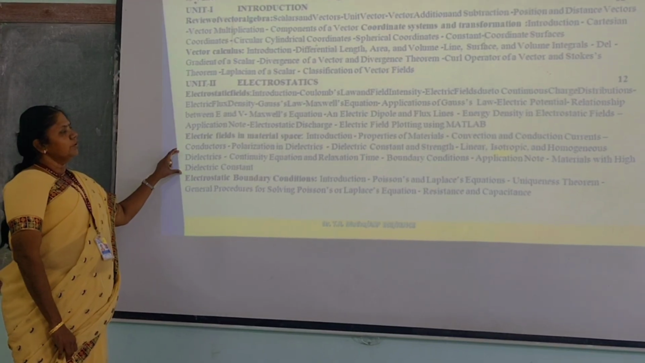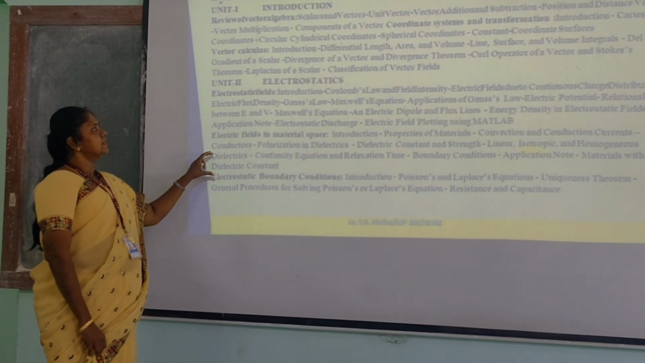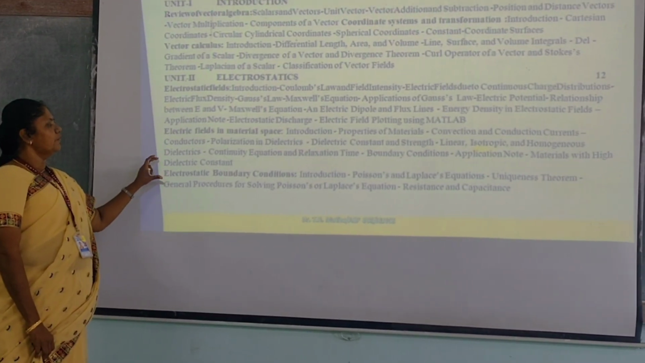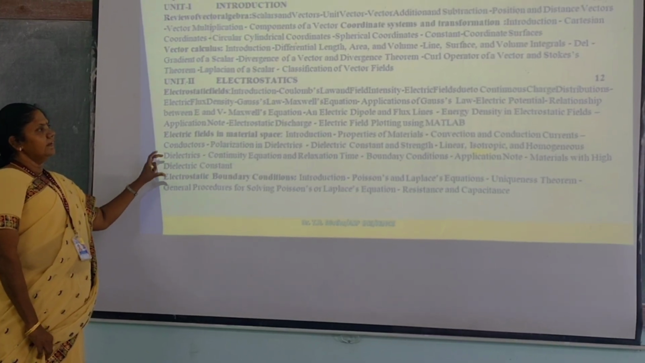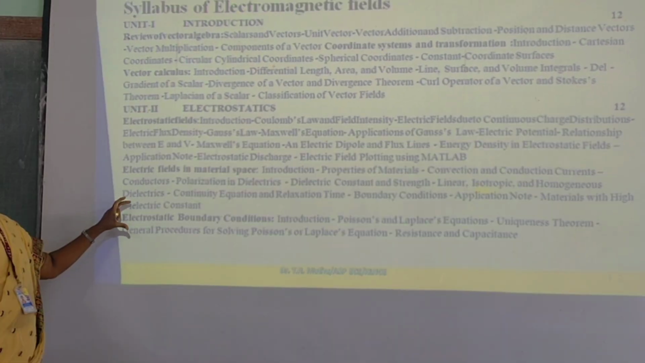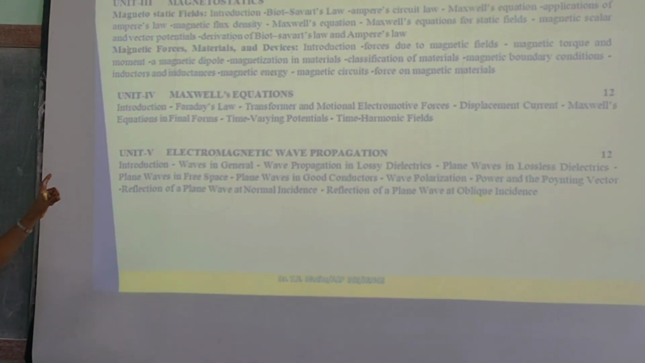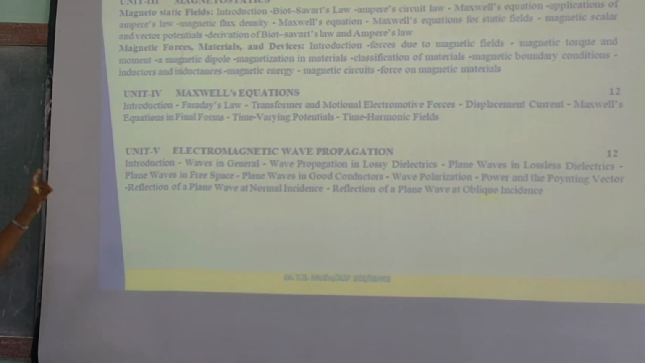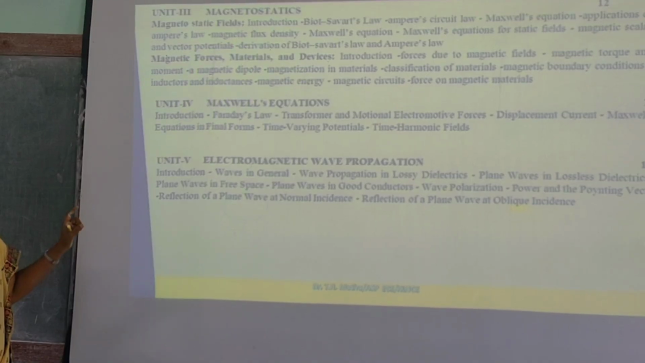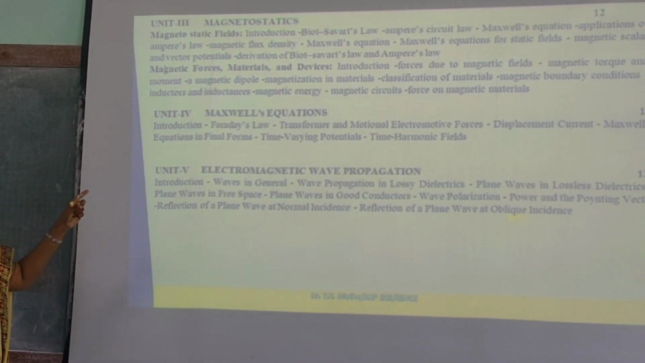Then the visualization of capacitance comes into this unit of electrostatics. Then the end of this unit deals with electric boundary condition. The third unit deals with magnetostatics. This is movement of charges with constant current. So this is the unit we are taking.